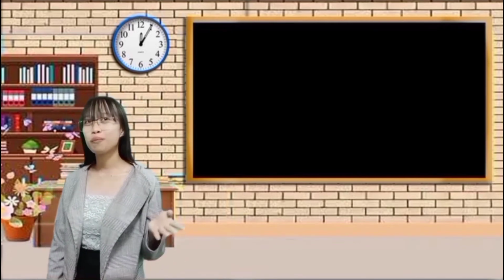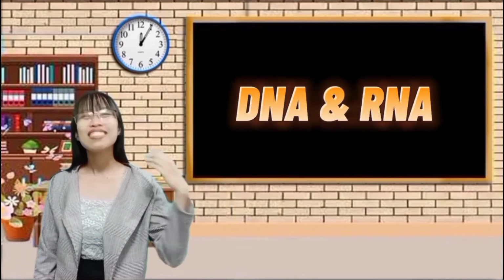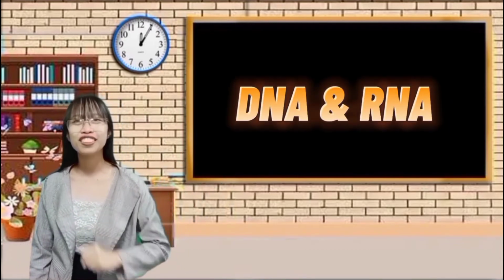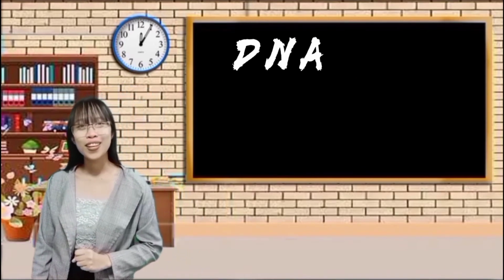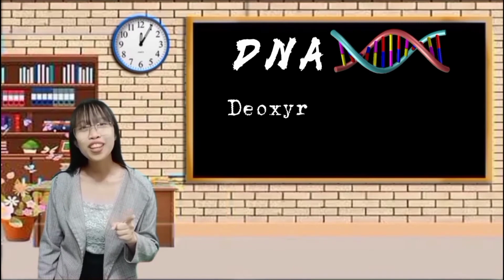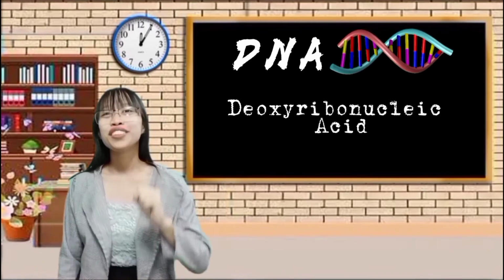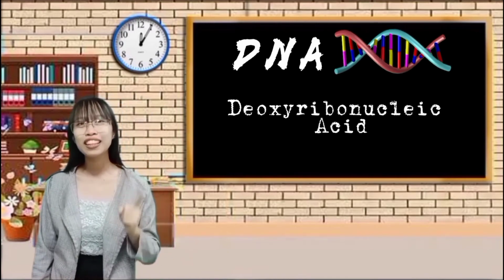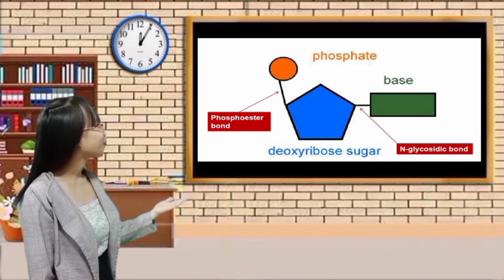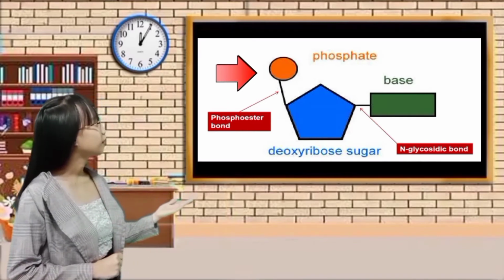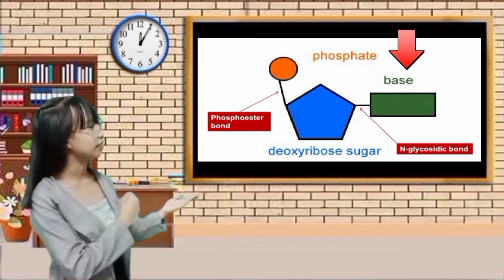Now, can you give examples of nucleic acid? Yes. DNA and RNA. Very good, Dylan. So what is your idea about DNA? DNA stands for deoxyribonucleic acid. Again, deoxyribonucleic acid. That's right, Sia. As you can see, there is phosphate, deoxyribose sugar, and the nitrogenous base.